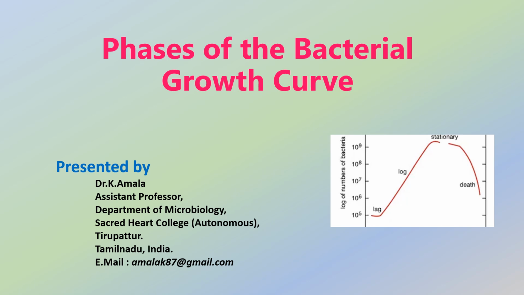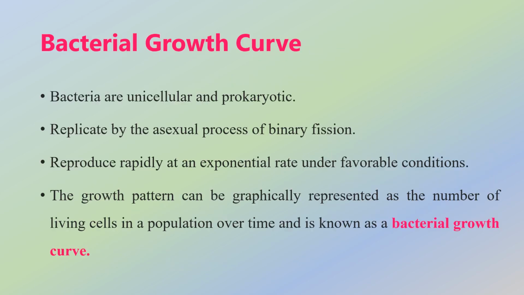This topic discusses the different phases of the bacterial growth curve. Bacteria are unicellular and prokaryotic microorganisms that most commonly replicate by binary fission through the asexual process. Bacterial growth is an increase in the total number of cells rather than the size of the cell. Microbes reproduce very fast at an exponential rate under suitable conditions.